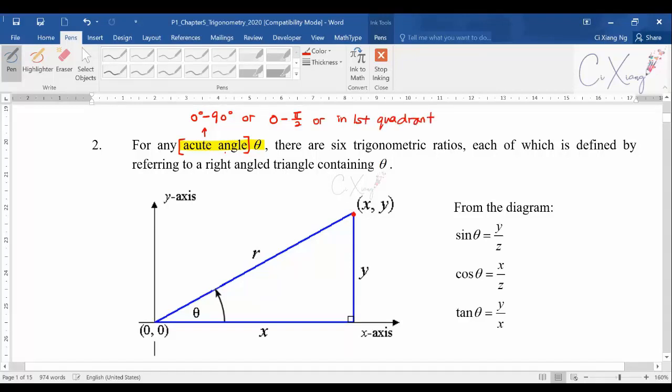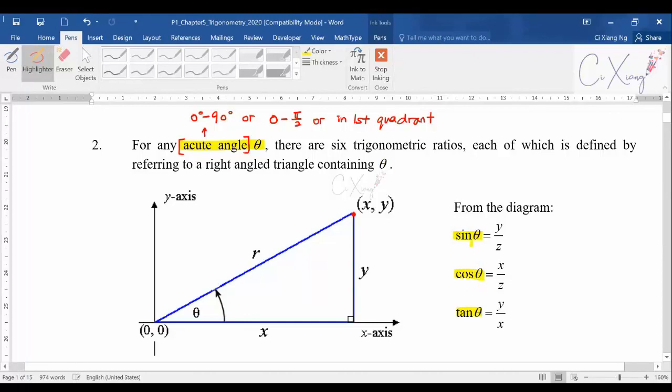All right, so when you see the word acute angle, this is the information you should know about it. They are in the first quadrant, and the value of the angle should be between 0 and 90 degrees. There are 6 trigonometric ratios, which are sine, cosine, tangent, cosecant, secant and cotangent. But generally here we only cover 3, which are sine theta, cos theta, and tangent theta.